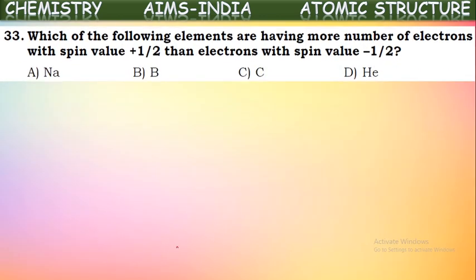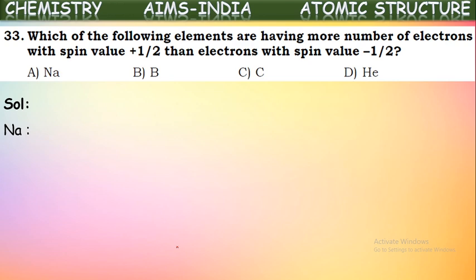Next one. Which of the following elements have more electrons with the spin value plus half than electrons with the spin value minus half? So they are asking which of these elements have more electrons with positive spin than electrons with negative spin, or anti-clockwise spin. See, first, to know that, let us write the electronic configurations of these elements so that we can easily understand which have more electrons with a positive spin.